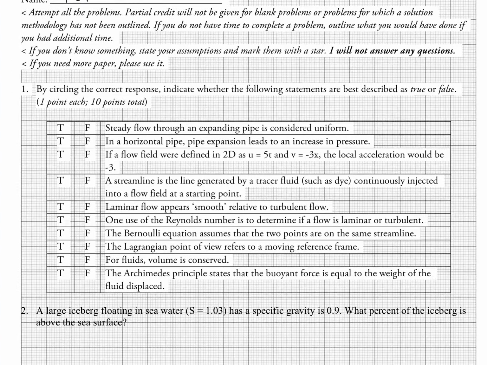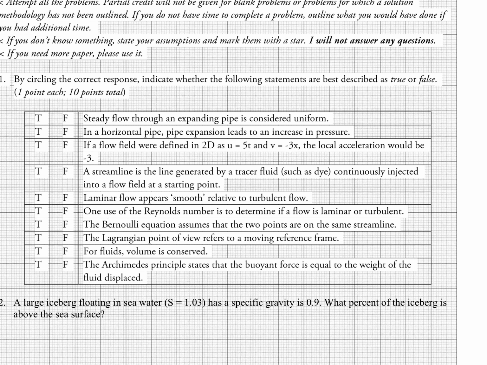So let's see here. Steady flow through an expanding pipe is considered uniform. Okay, uniform means d by dx, so just some kind of direction, is a constant. So basically things are not changing in the x direction. So steady flow means it's not changing in time. And an expanding pipe means the pipe is kind of going like this. So imagine the flow going like this, and then it's going to slow down because the pipe is getting bigger. So that means that the flow is changing in the x direction. So this is not considered uniform. It's almost the definition of non-uniform.